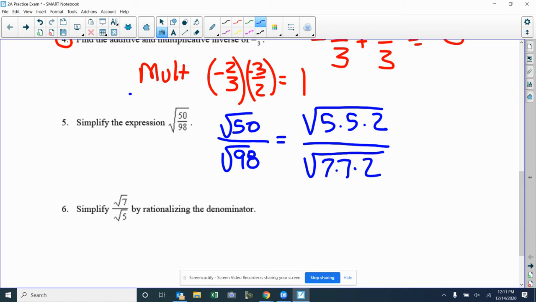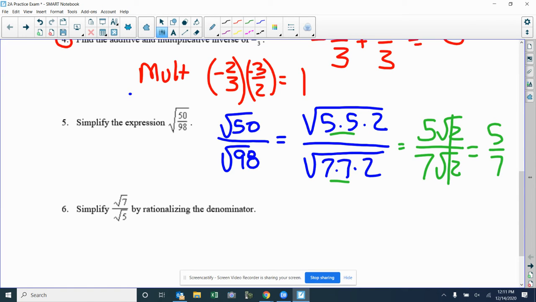If you see perfect squares, that's fine. Now I need sets of 2, don't I? Are there any sets of 2? Well, certainly. Here's a set and here's a set. So this is gonna become 5 square roots of 2 over 7 square roots of 2. That makes sense to you. I take the sets of 5s and the sets of 7, they come out as 1, right, under the radical. Now, there's a uniqueness here. These guys just end up canceling because they're the same. So I really end up with 5 over 7.